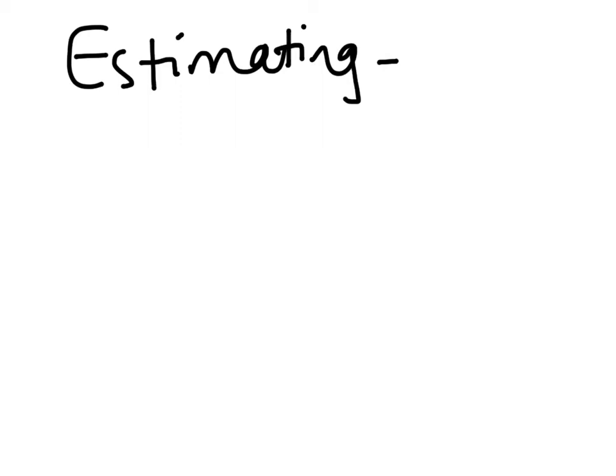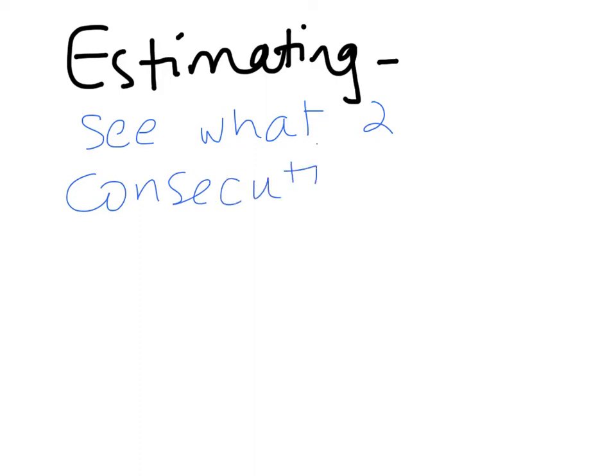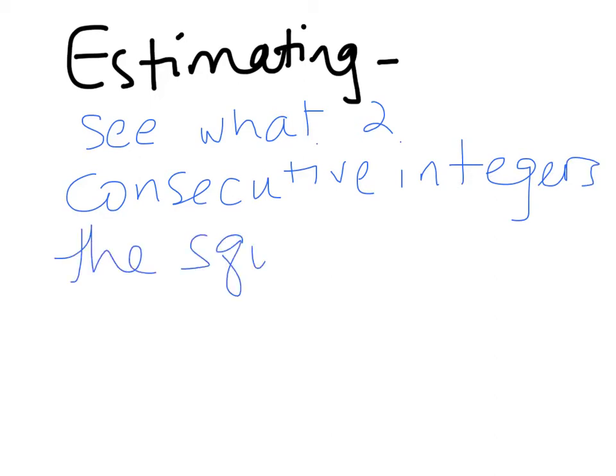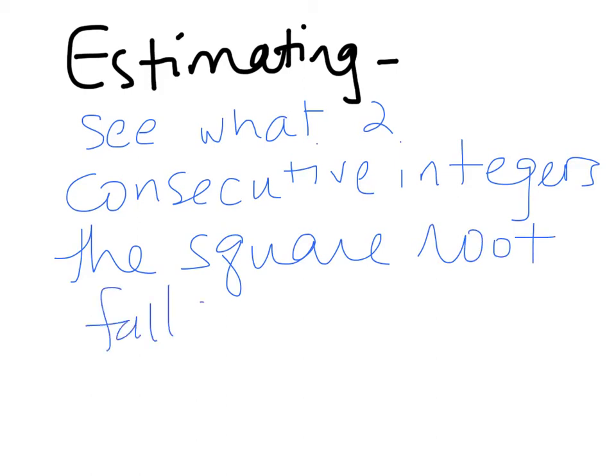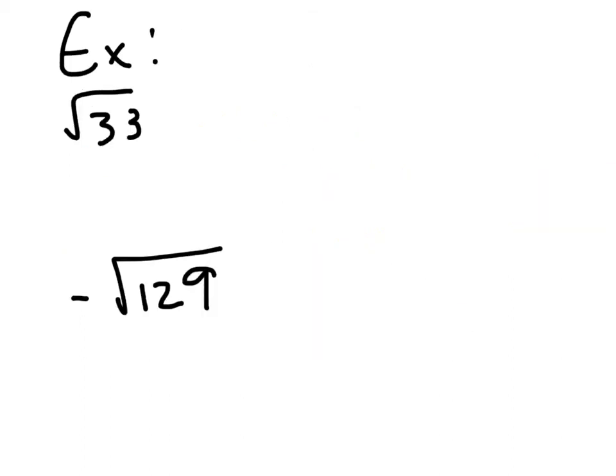Okay, now if we're going to estimate the square root, what we're going to do is see what two consecutive integers the square root falls between. All right, so consecutive, two of them right in a row. So let's do an example. The square root of 33.